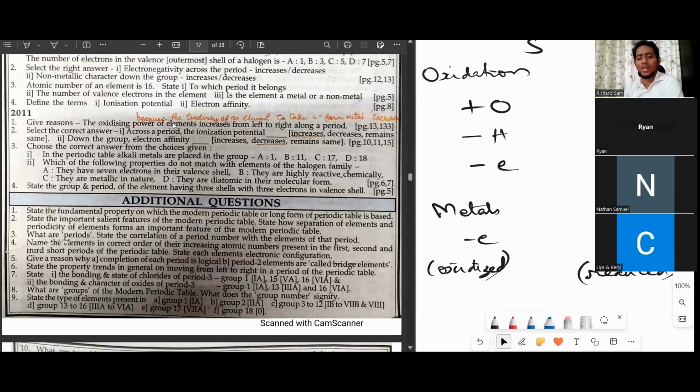The question is, why are non-metals oxidizing agents? Your answer is written here: because of the tendency of an element to take electrons from metals. So non-metals have the property of taking electrons from the metals. Non-metals want electrons. When non-metals take electrons from the metals, the metals are getting oxidized. That's why non-metals are good oxidizing agents, because they can take electrons from the metals. Is that clear, everyone?